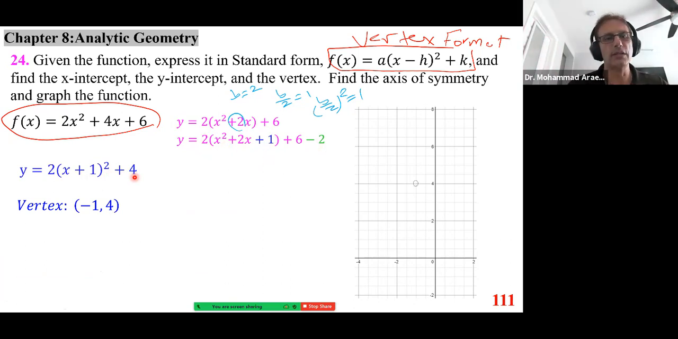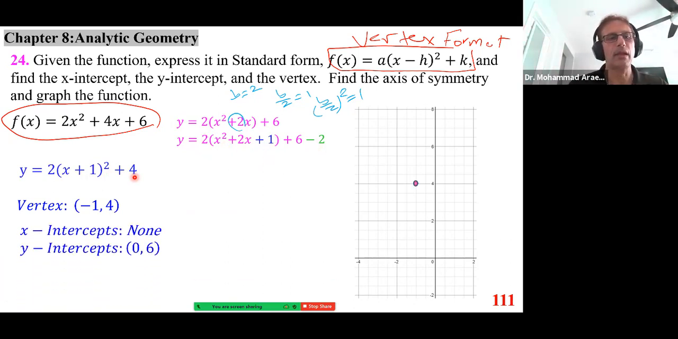There is no x-intercept. And the y-intercept, it's easier to just get it from here. Everything is 0, so it becomes 6. By the way, if you set this one equal to 0, you notice that b squared minus 4ac becomes negative. Class, b squared minus 4ac is negative. That's why it doesn't have any answer. So we have the y-intercept.